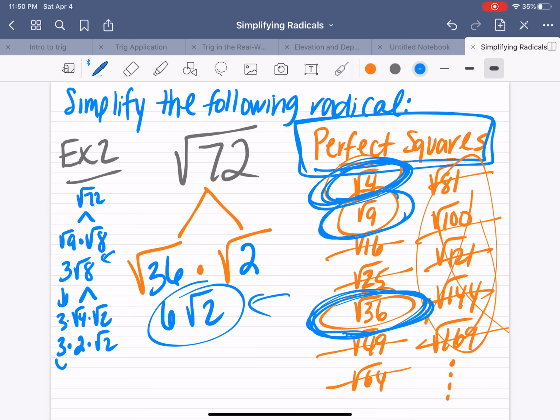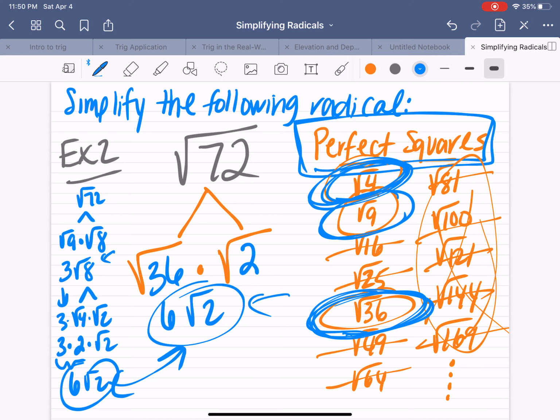Now the last step you have to do is multiply these two. 3 times 2 is 6. Bring down the square root of 2. You get the exact same answer, but more steps. So remember, to avoid all this work, choose the biggest square root, the biggest perfect square that divides evenly into your number.